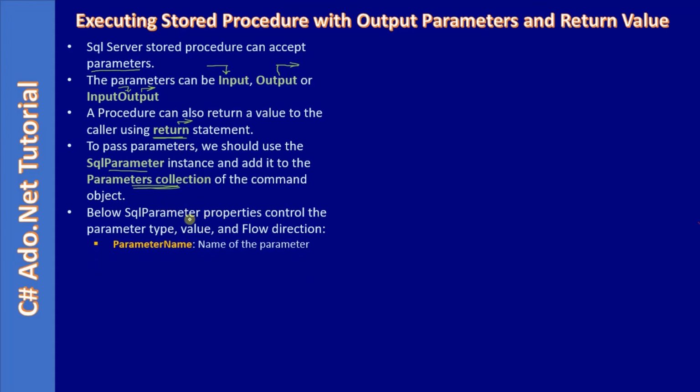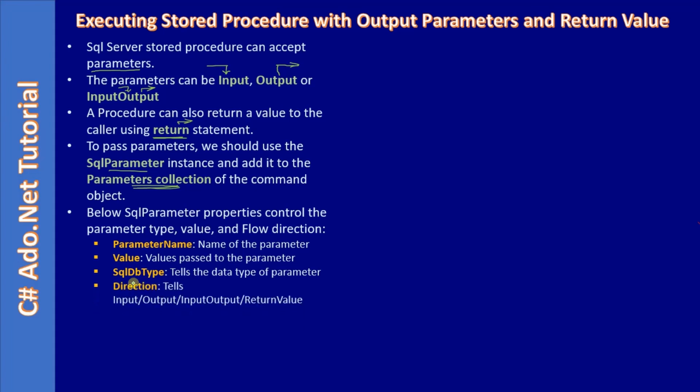So among the SqlParameter properties, the parameter name tells what the name of the parameter is. Value: once you specify the parameter name, you can send a value to the parameter. Here we need to specify the data type of the parameter also, using the SqlDbType property. Then the direction property tells the flow direction. It can be input, output, input-output, or even a return value.